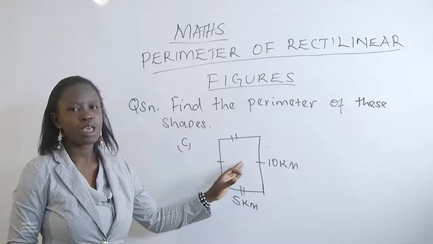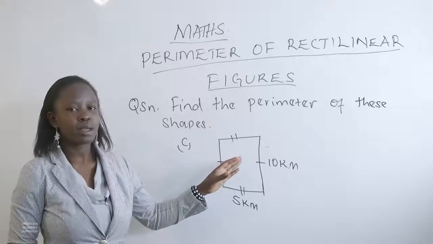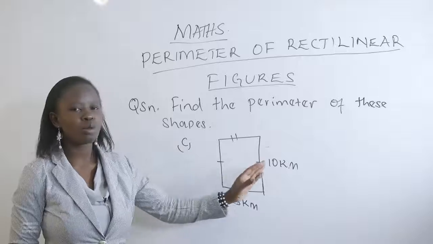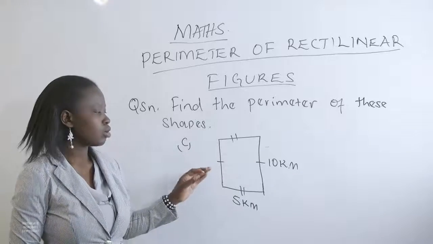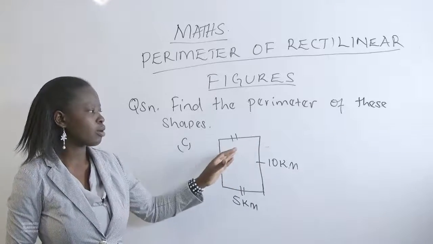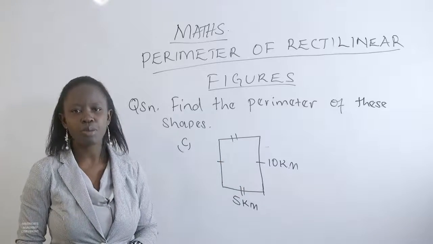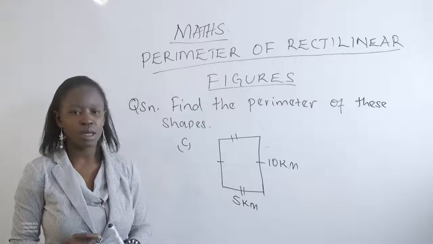So which figure is this? This is simply a rectangle, a figure that has two opposite sides equal. Then we are talking about a rectangle. The angles are 90 degrees, so it means whatever figure we have is a rectangle.